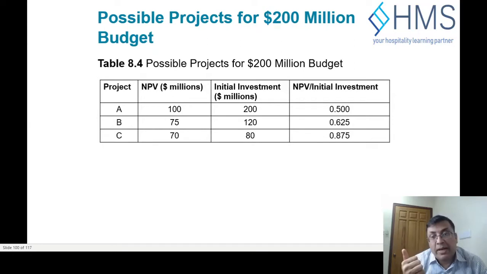So how did we do that? We calculate the profitability index, which is given here, 0.5 for project 1, NPV divided by the initial investment. So 0.5, 75 divided by 120, 0.625, then 70 divided by 80, 0.875. So we rank them in descending order. So 0.875, project C, will come first, then project B, and then the last one, A. So first we will accept the project with the 80 million investment. The leftover money we will use for project B.